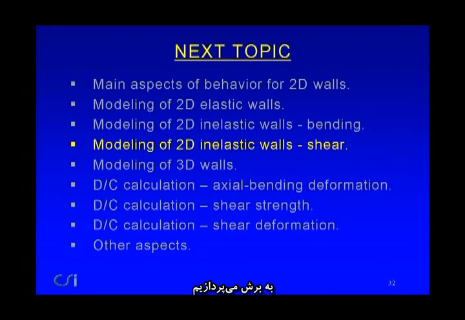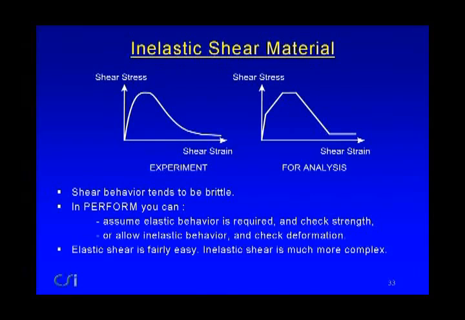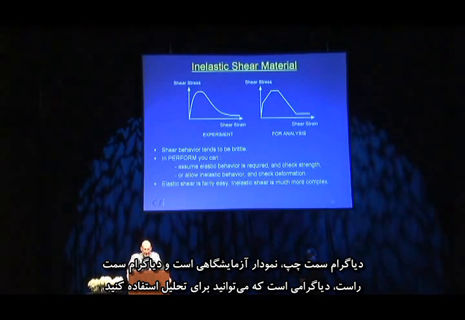Let's look at the shear now. That was pre-bending. If we look at shear, if we look at an inelastic shear material, or maybe the behavior of a complete cross-section, it's typically fairly brittle. Experiment might show something like on the left-hand diagram, and the right-hand diagram shows something that you might use for analysis. So it tends to be brittle, and in Perform you have two choices.